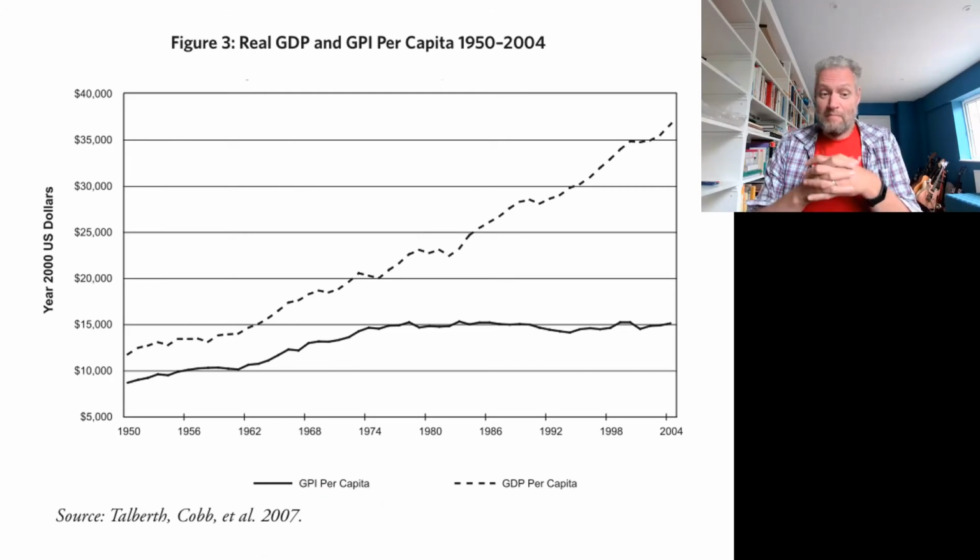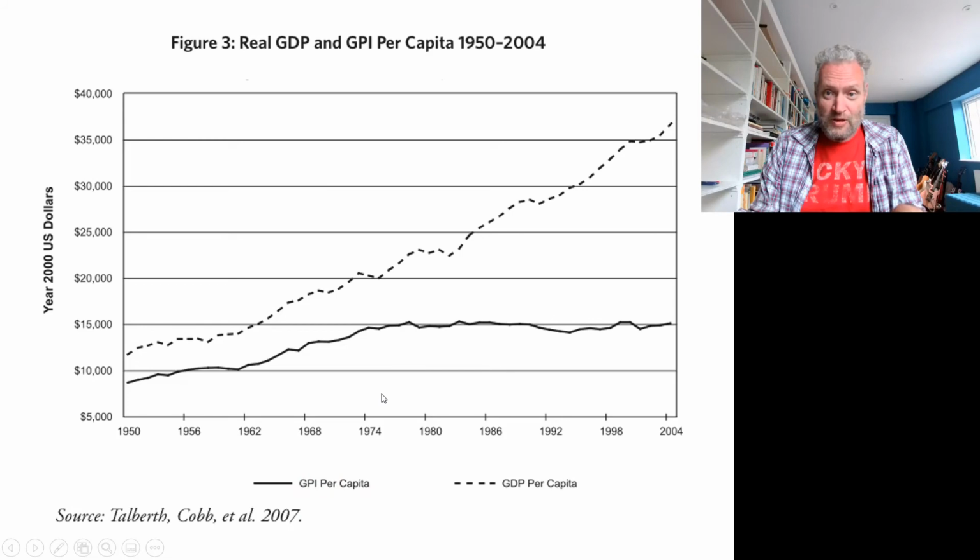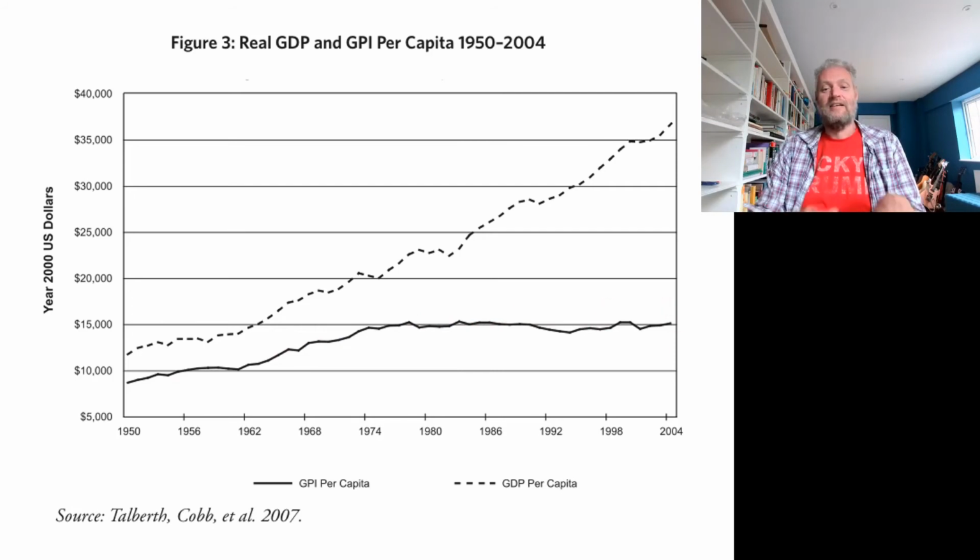And what you see is that it matters. This is for the United States from 1950 to 2004, and whereas GDP per capita keeps increasing, these gentlemen argue that if you correct particularly for environmental issues, then actually the economy has not grown, but it has stabilized since around 1974.